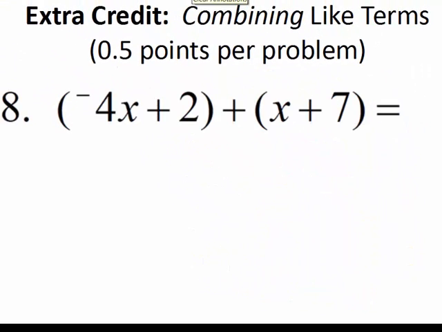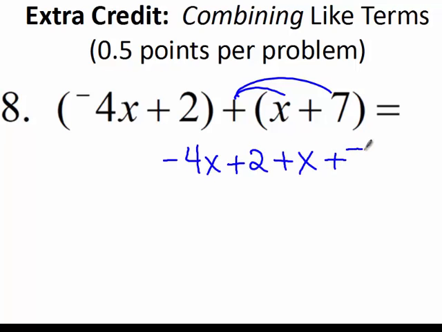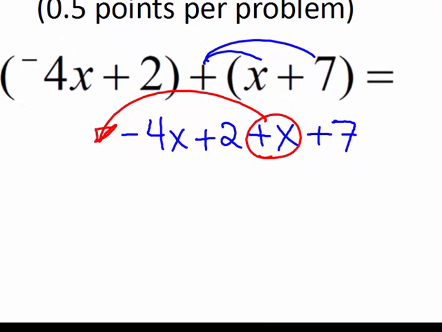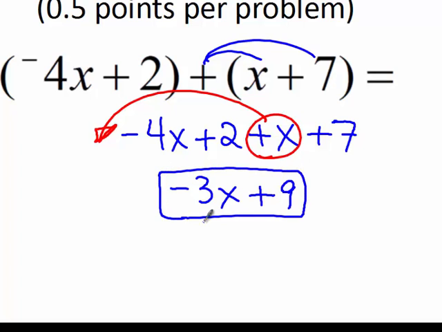Number 8 reads, the quantity negative 4x plus 2 plus the quantity x plus 7. We are adding everything in the second quantity. Rewriting this, we can write negative 4x plus 2 plus x plus 7. We have x minus 4x. X minus 4x is a negative 3x. And we have 2 plus 7, and 2 plus 7 is 9. The simplified algebraic expression for this is negative 3x plus 9.